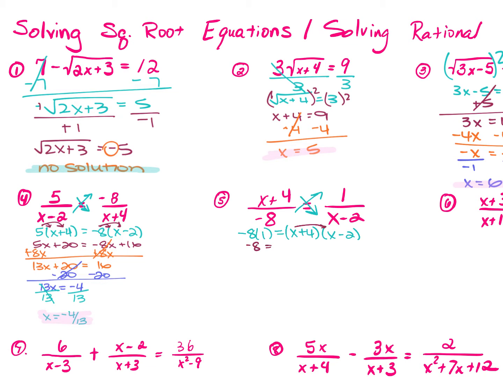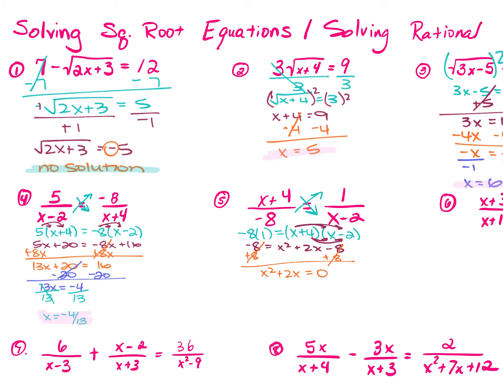That x times x is x squared. X times negative 2 is negative 2x. 4 times x is 4x. 4x minus 2x is positive 2x. And then 4 times negative 2 is negative 8. You want to move that negative 8 over, add it to both sides. This gives us x squared plus 2x plus 0 is equal to 0.